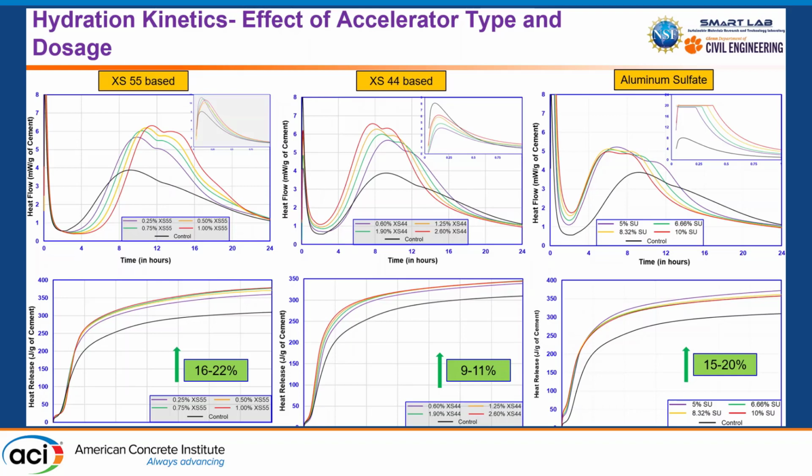Then our second set of nucleation-based admixtures, what they do is they increase the setting time as well as the main hydration, main silicate peak height, and that means they are accelerating as well as hardening accelerators. And then the 7-day heat is increased by 9 to 11% in them.